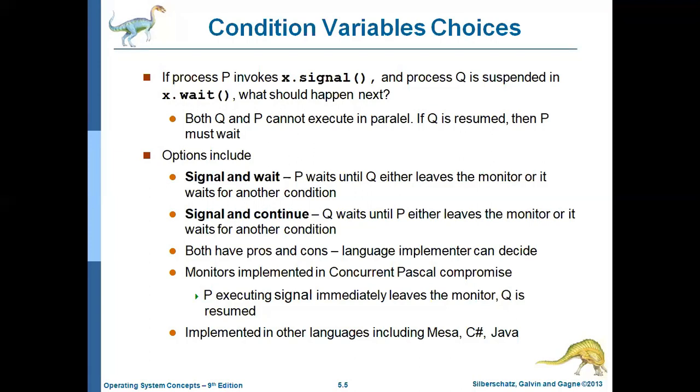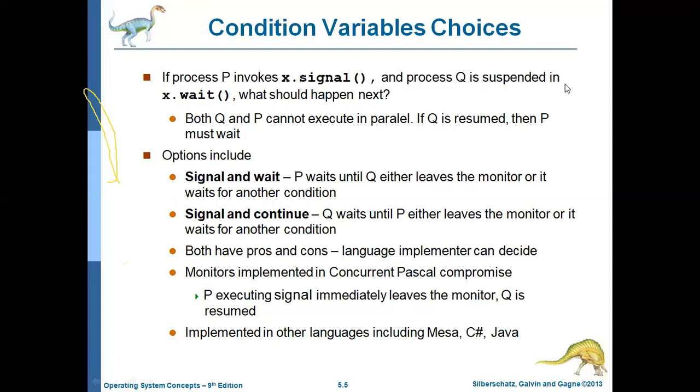So then what should happen here? Both Q and P cannot execute in parallel. If Q is resumed, then P must wait. So a process P invokes the signal operation and a process Q is suspended in the wait operation. And here, both Q and P cannot execute in parallel.